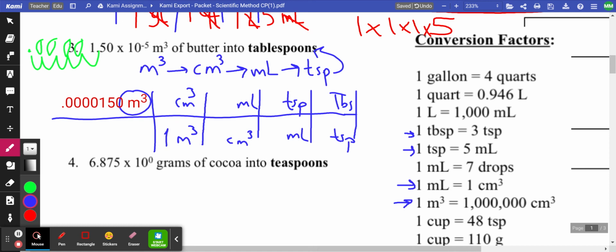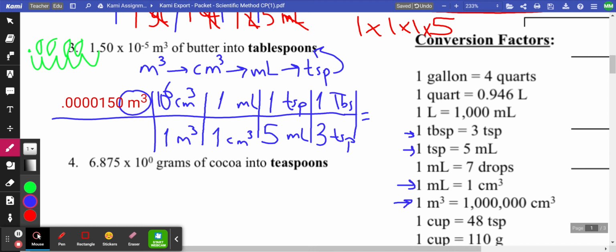1 meter cube equals to 1 million. Oh my goodness, I don't have any space. So I'm just going to put 10 to the 6, okay? All right, so 1 milliliter equal to 1 centimeter cube. It's right here. And then 1 teaspoon equal to 5 milliliter. And then 1 tablespoon equals to 3 teaspoon. Wait, am I right?